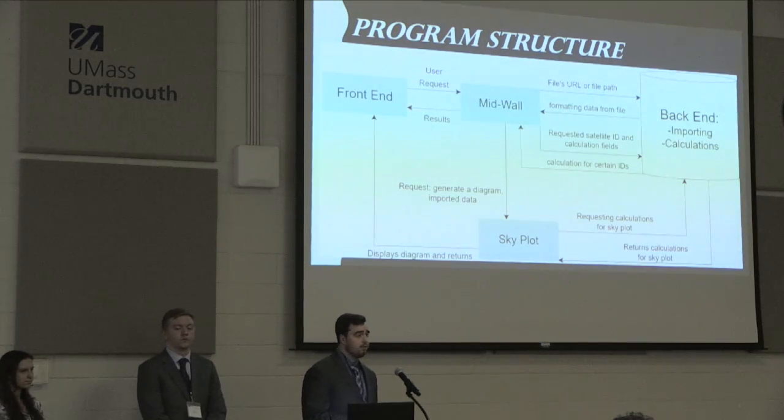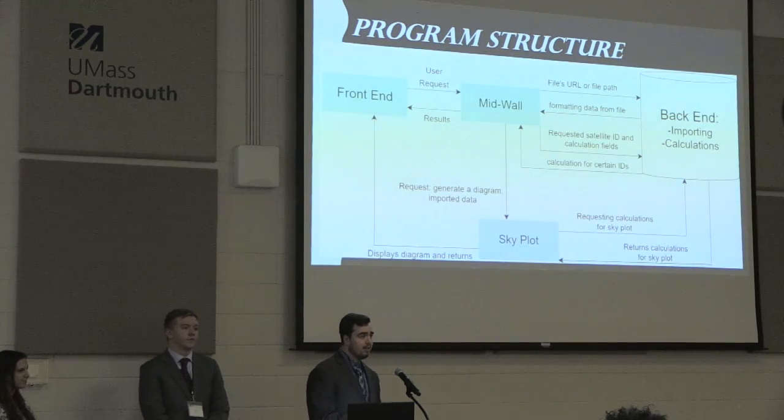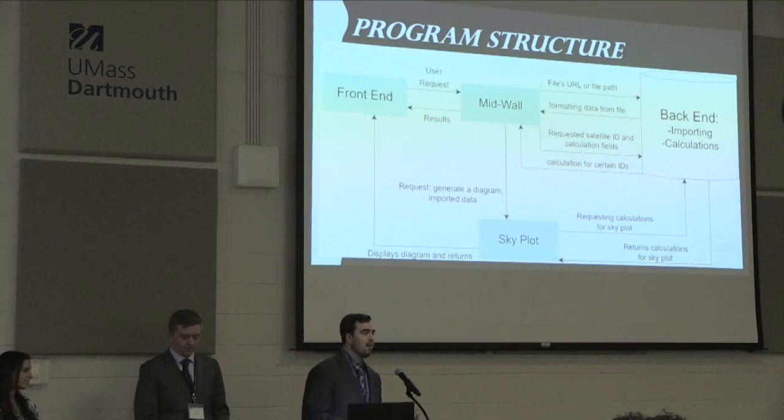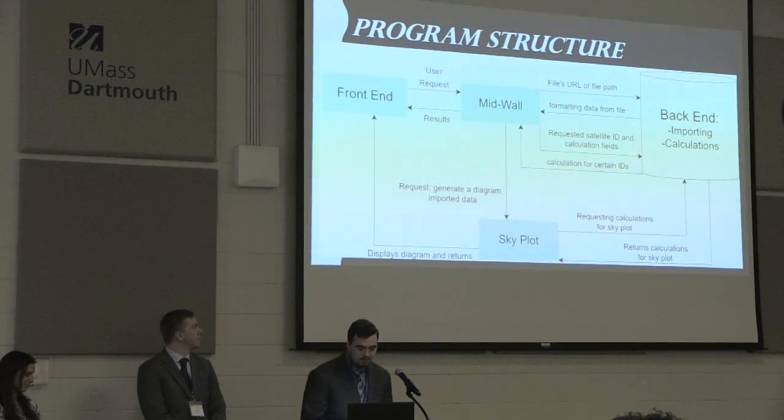It takes the user request from the front end, pushes it through the middleware, which then requests specific files from the back end. Once the calculations are done, they're pushed to the Skyplot function and pushed back to the front end for the user to see.